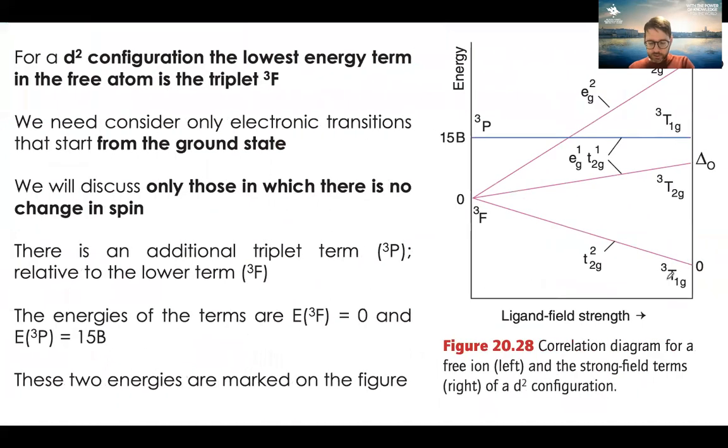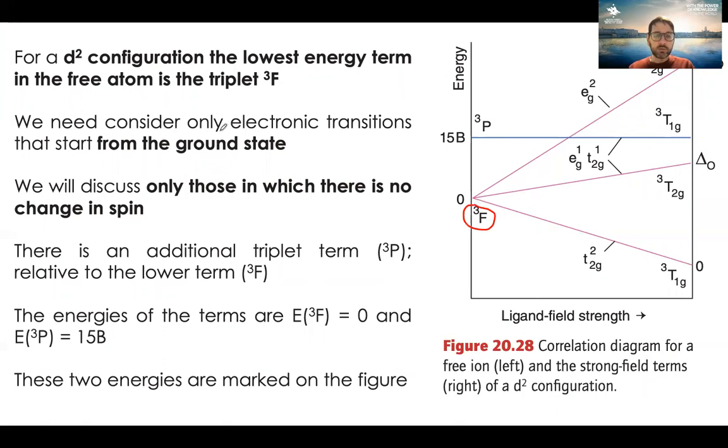So now let's see what happens for a d2 configuration. For the d2 configuration, the lowest energy term of the free atom is the triplet F that we also saw before.